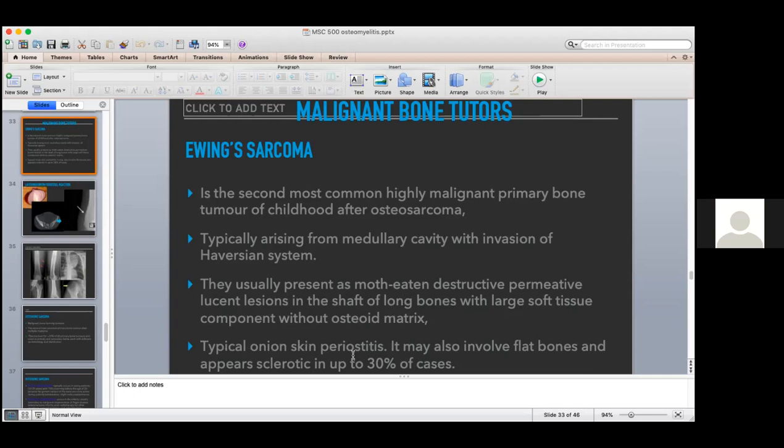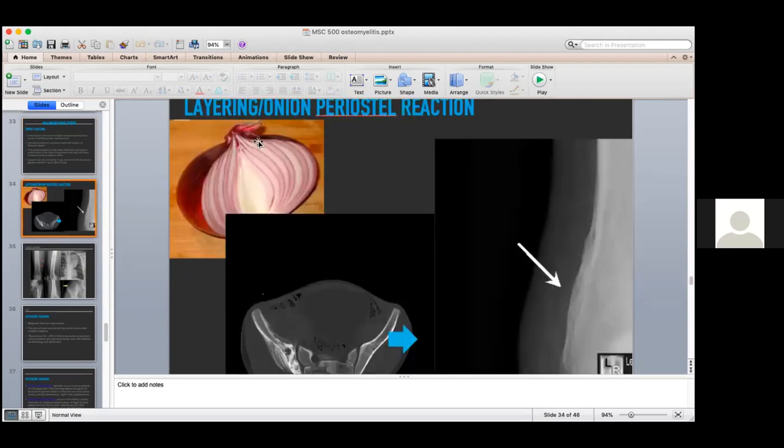The other thing that makes Ewing sarcoma a differential of osteogenic sarcoma is onion skin periosteal reaction. So you know the purple onion, what we call red onion. Okay, you can see this layering here. This is what we call an onion skin periosteal reaction.